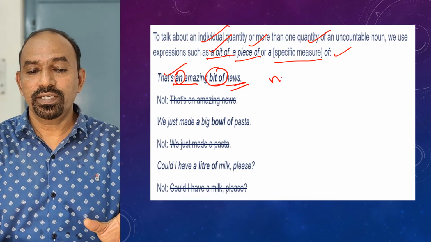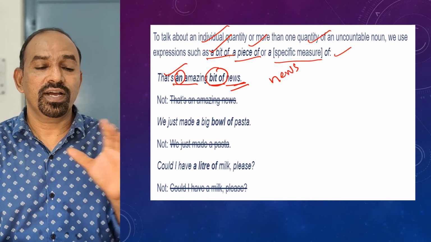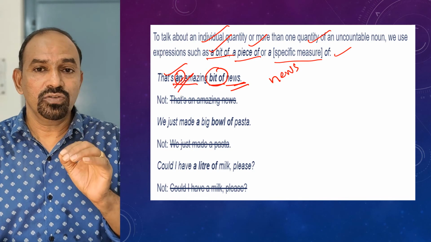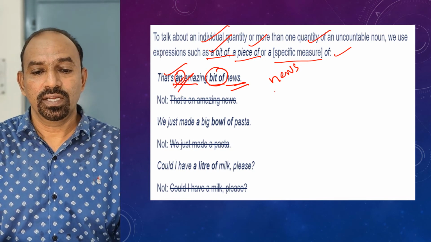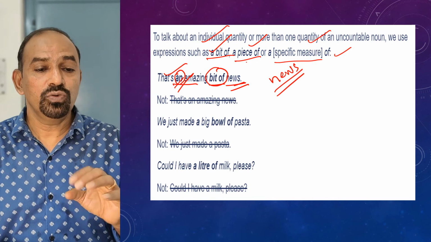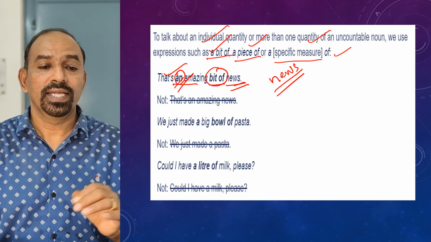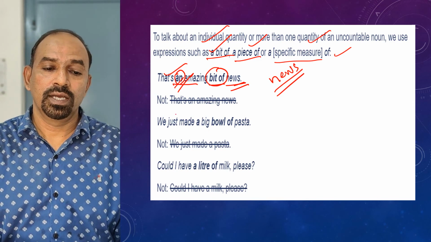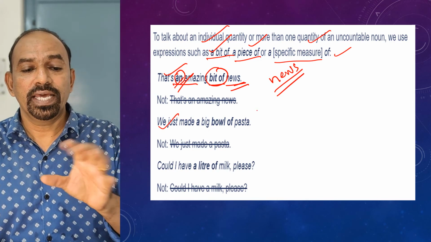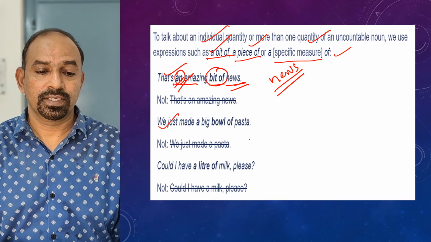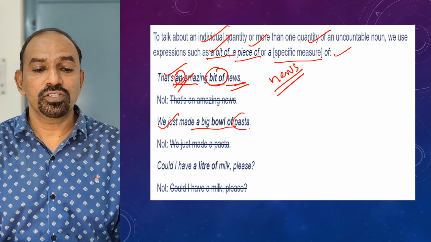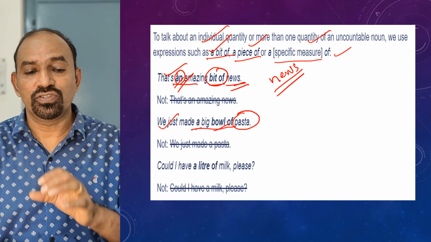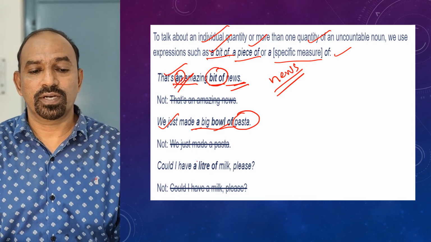Usually, news is uncountable. We can't use the definite or indefinite article. We can't use the indefinite article with uncountable nouns. But we can use it in this way. That is an amazing bit of news. Look at the next one. We just made a big bowl of pasta. So, a big bowl of pasta. Pasta is also an uncountable noun. We made it like this, a big bowl of pasta.